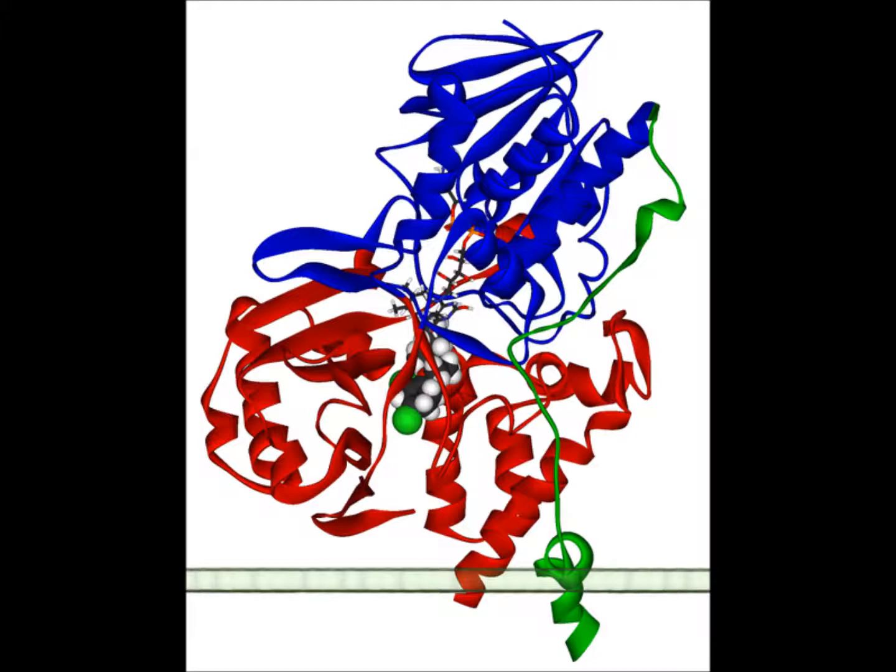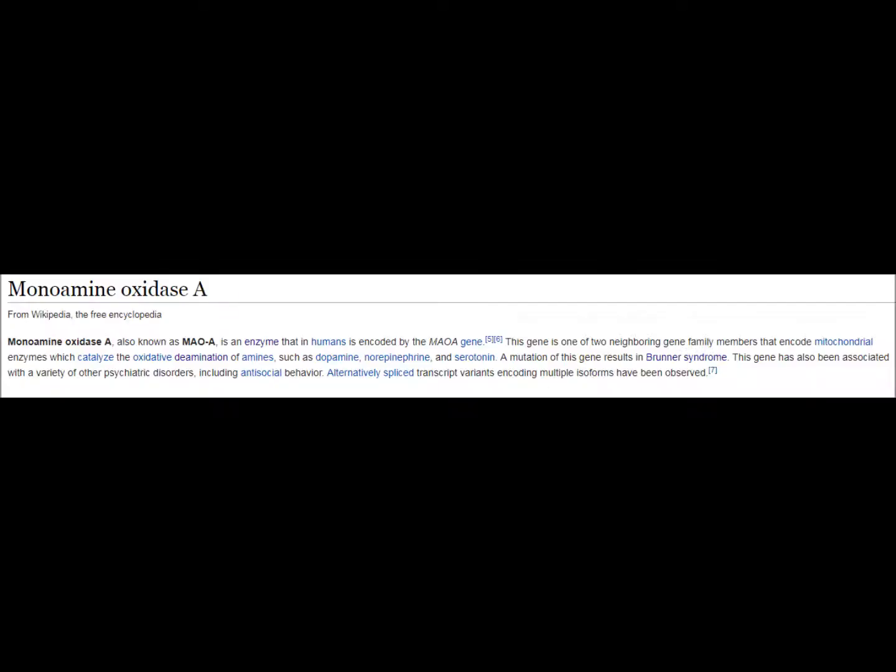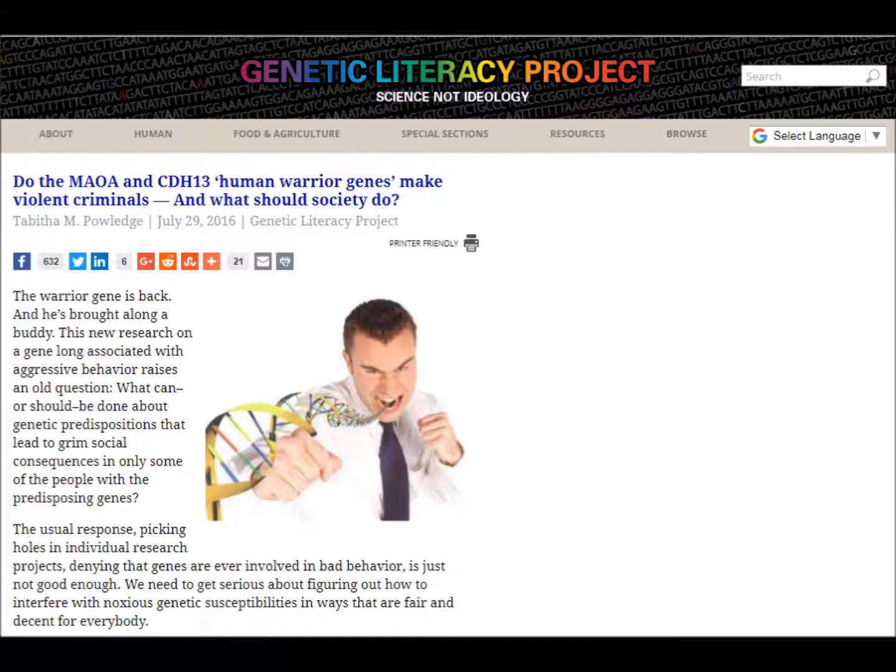This gene is one of two, and they encode for mitochondrial enzymes. These catalyze the deamination of amines like dopamine, norepinephrine, and serotonin. They've also been associated with a variety of psychiatric disorders, including antisocial behavior. In some variants, the allele associated with behavioral traits is shorter, and as a result it produces less MAOA enzyme.